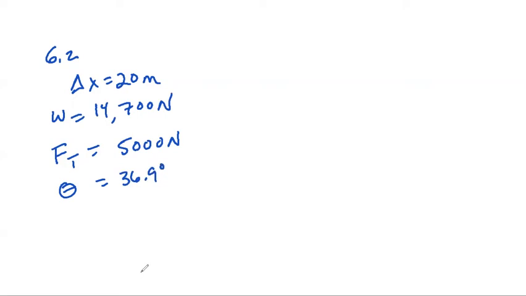A 3,500 newton friction force opposes the sled's motion. Find the work done by each force acting on the sled and the total work done by all the forces. The work done by gravity is going to be 0 because it is perpendicular to the direction of motion, and the cosine of 90 is 0. So that's 0, as well as the work done by the normal force.